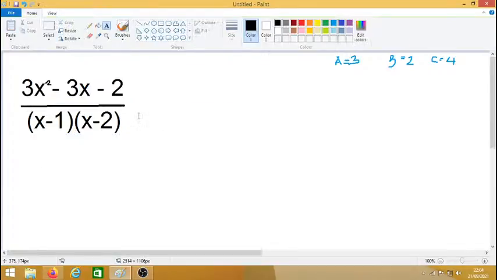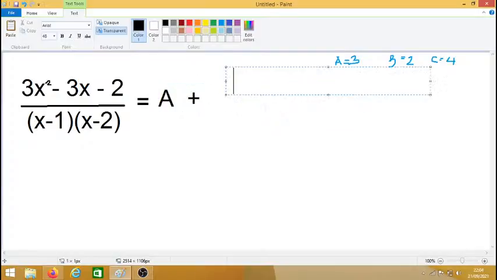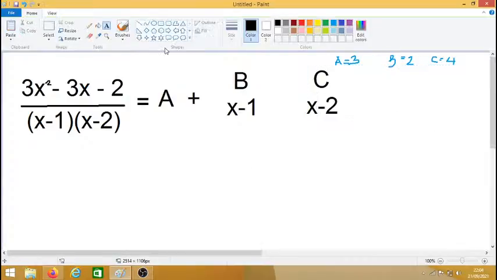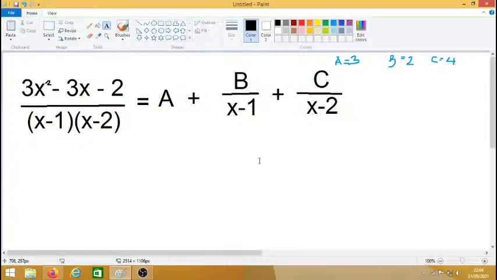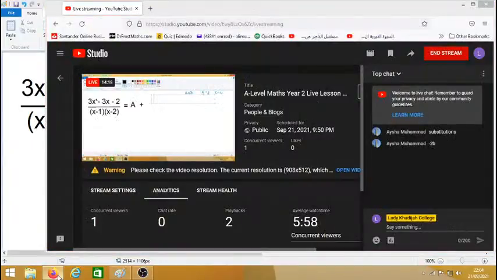And the question gave us some guidance. It told us that there's going to be a non-fraction plus your first fraction will have b on the top and then x minus 1 on the bottom. And then the next part will be c on the top, x minus 2 on the bottom. So if you can just think of all that work we've done, how do we then finish it off? Any ideas? Please write it in the chat message.